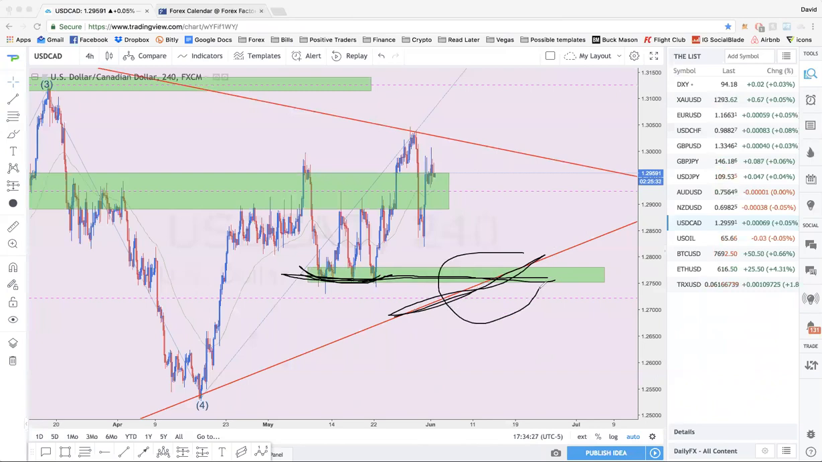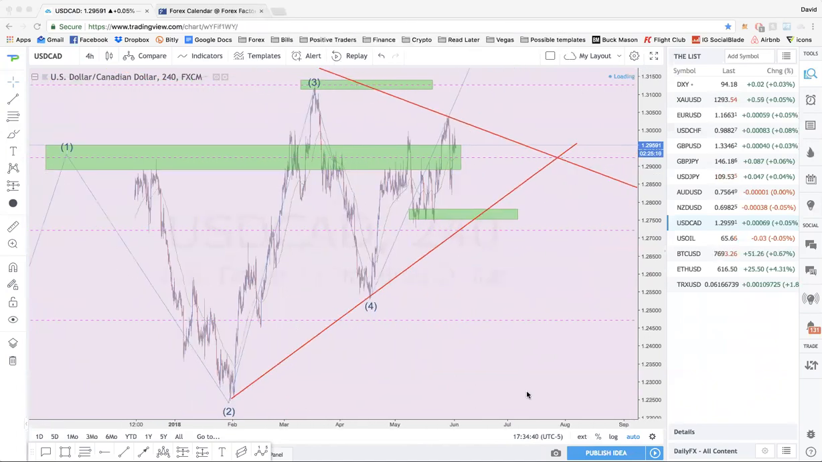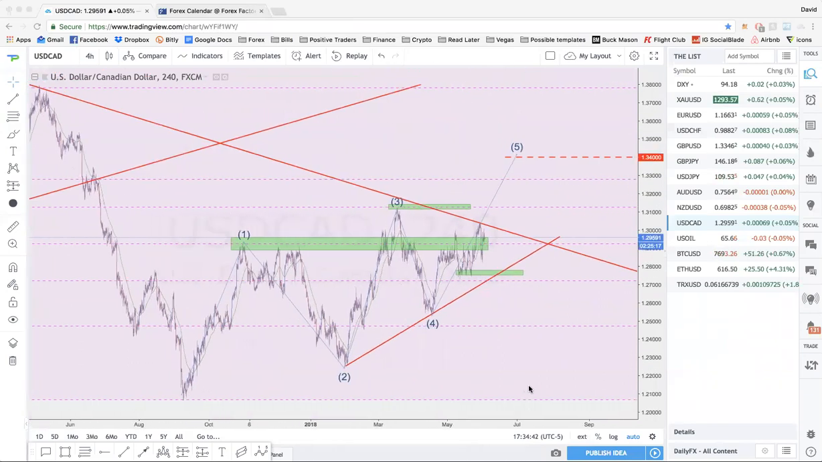So kind of like this golden zone right here. If it broke through this area, then my bias of this fifth and final wave, and this being an Elliott wave, is going to go out the door. But ultimately, if I scale out, I am expecting USD CAD to move.